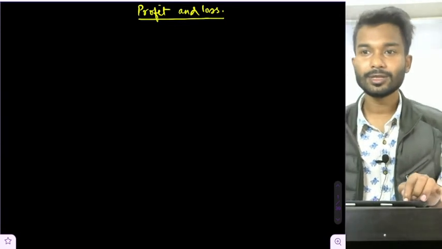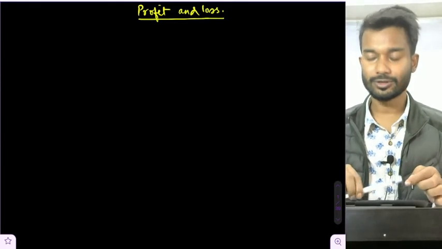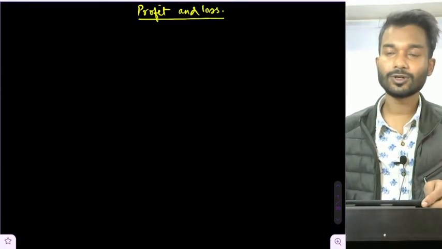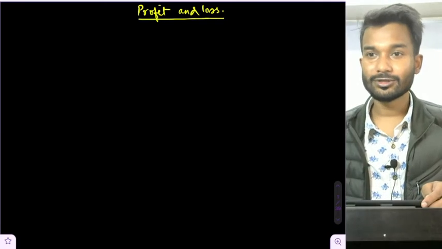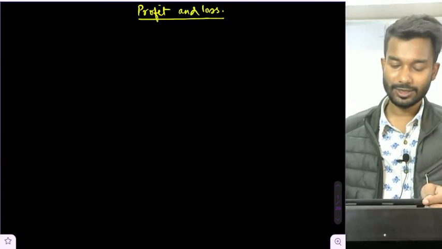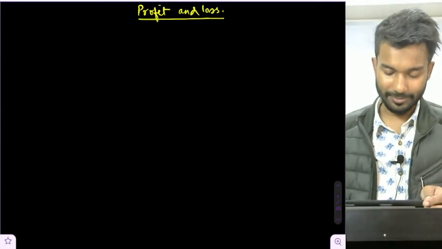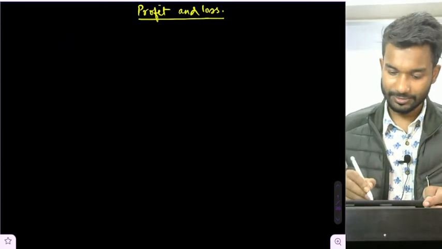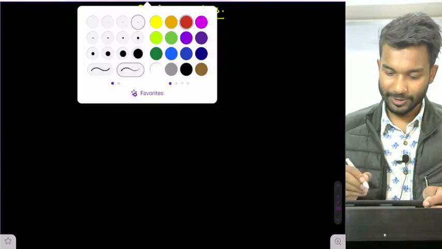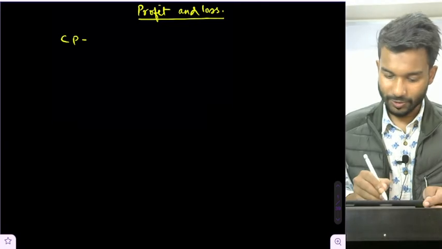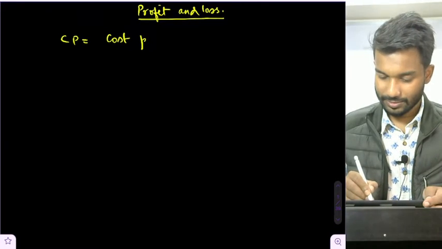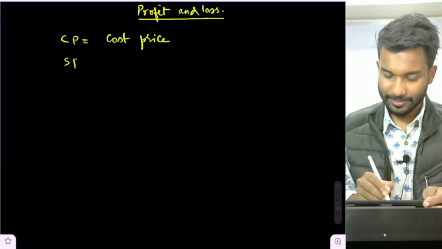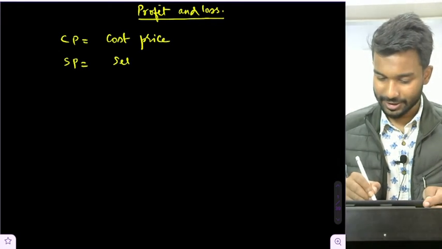Hello everyone, in this video we are going to study profit and loss. First of all, you have to study this chapter from the shopkeeper's point of view, and there are a few terminologies, like CP, which means cost price, then SP, which means selling price.